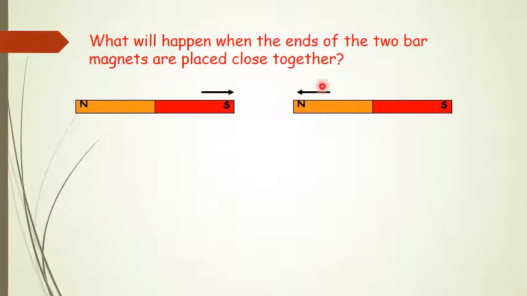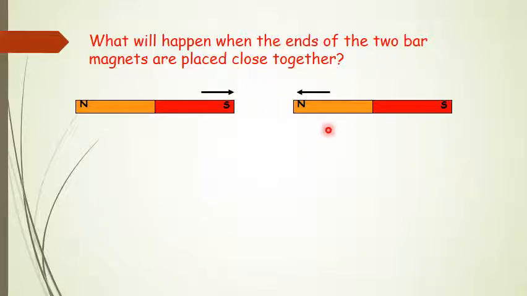So here's a question. If we have two magnets and they are facing each other, how would they react against each other? Will they attract each other, or will they repel? Repel means that they are pushing each other away. So the question says, what will happen when the ends of the two bar magnets are placed close together? There are two scenarios for this question.